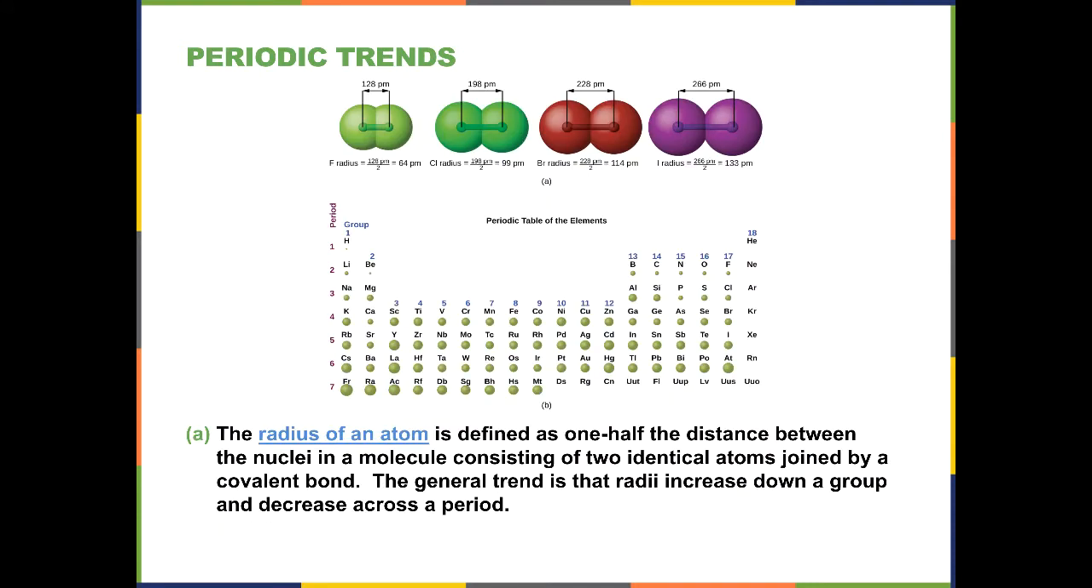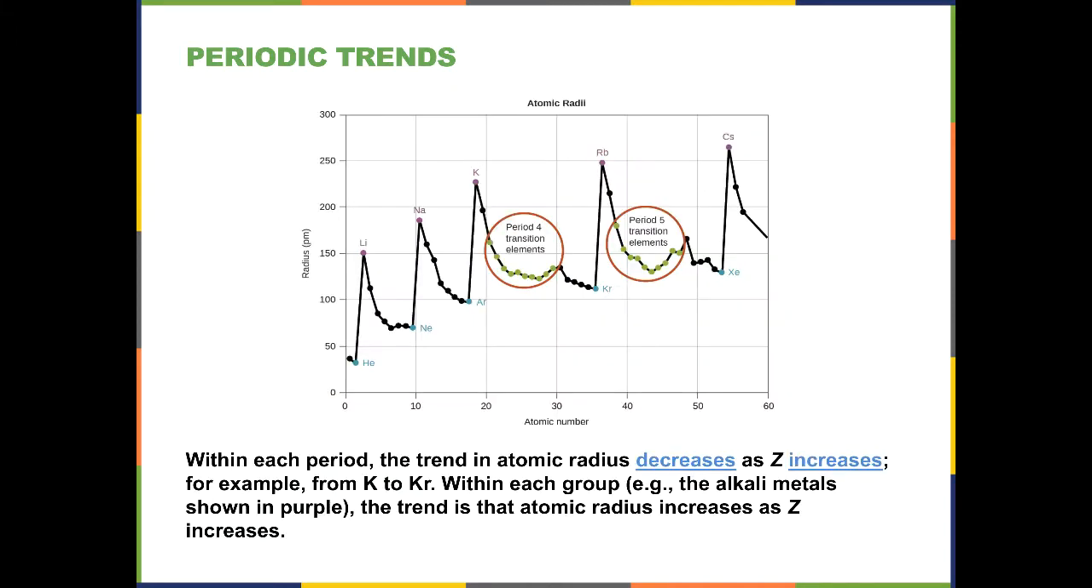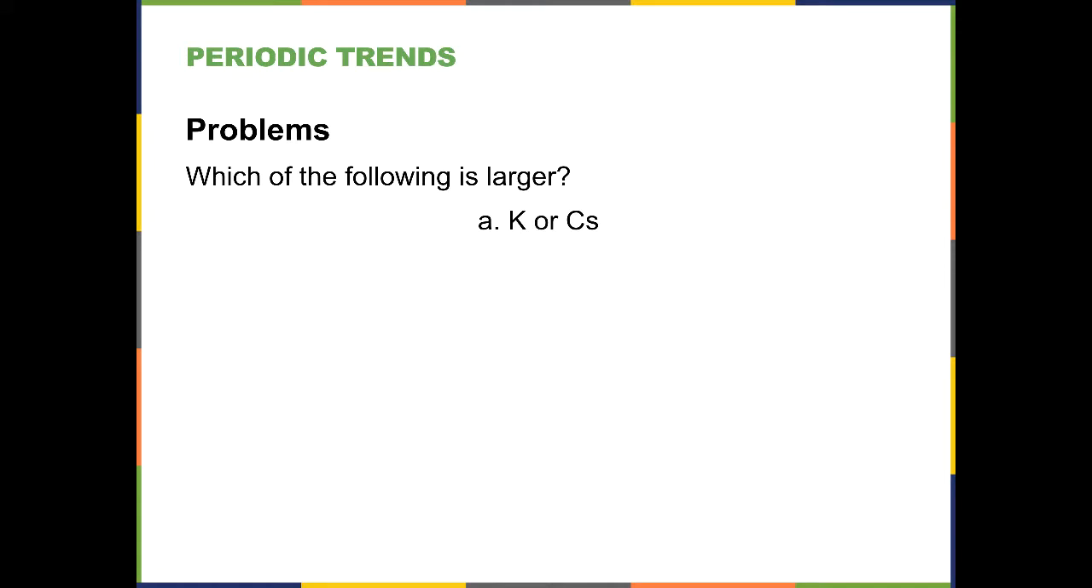And here it is on the periodic table right here. You can see on the left here, K is in row 4 or period 4. Cs is in period 6. So Cs is larger than K.